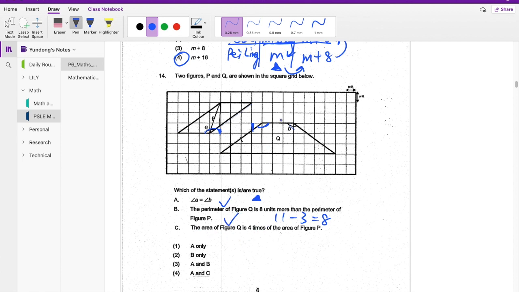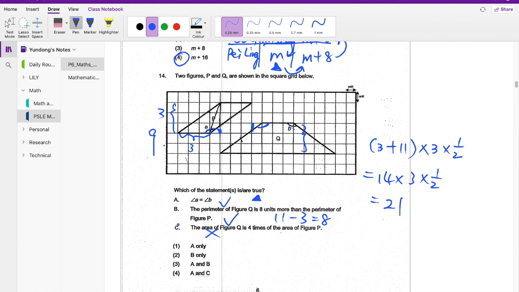And here, the area of Q is 4 times the area of P. Let's calculate. For the parallelogram, the area is this side times the height, which is 3 times 3, so this one is 9. For the trapezium, the area is the top plus the bottom, which is 11, times the height, divided by 2. So this equals 14 times 3 times half, which is 21. So this one is not 4 times P. This one is wrong. So the answer is A and B.